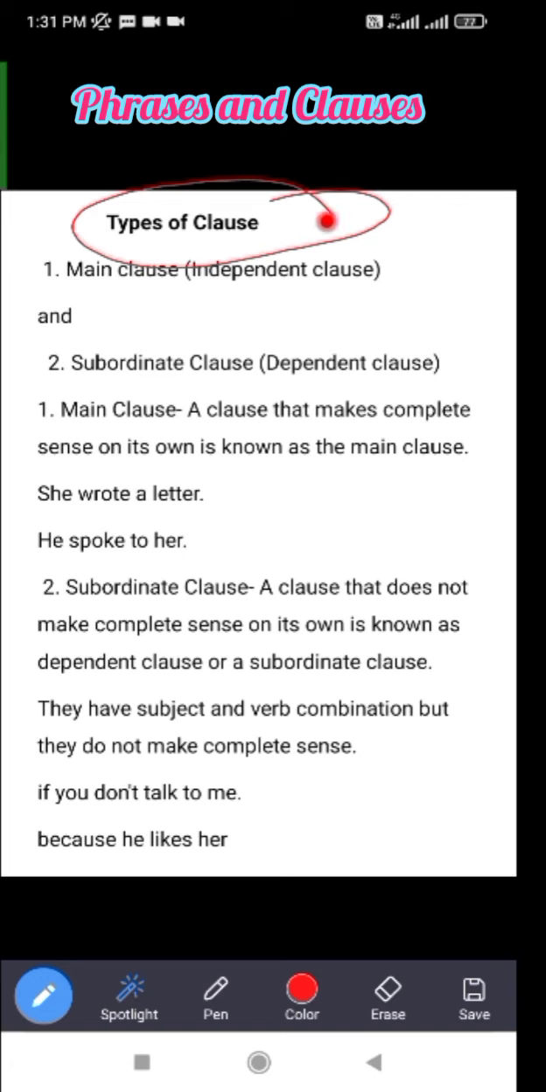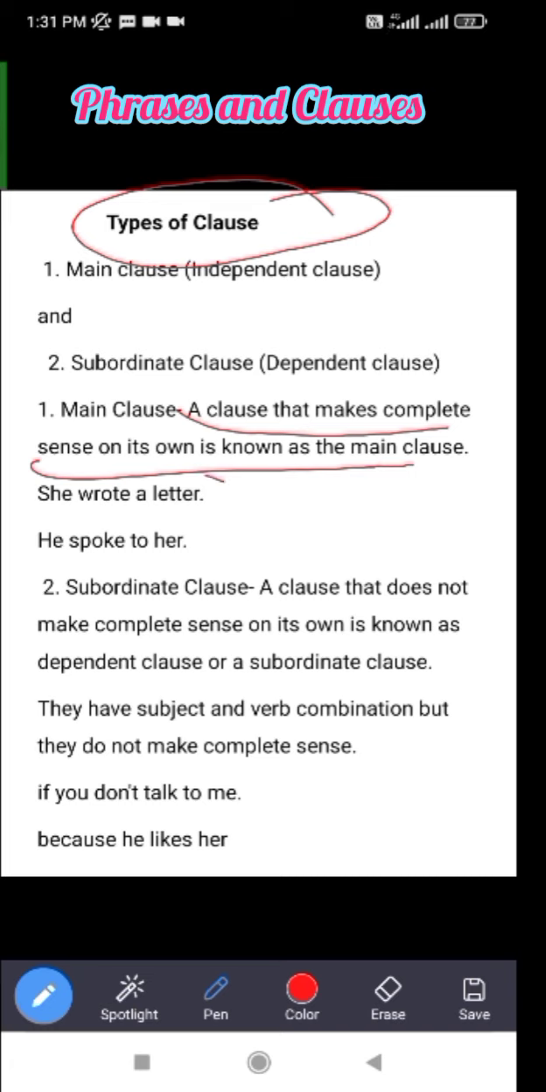Clear? First of all we'll come to know about main clause. What is main clause or independent clause? Obviously, just now we studied that a clause may give a complete sense. A clause that makes complete sense on its own is known as the main clause. Just now I said there are some clauses which have a complete sense. Those are known as main clause or independent clause.